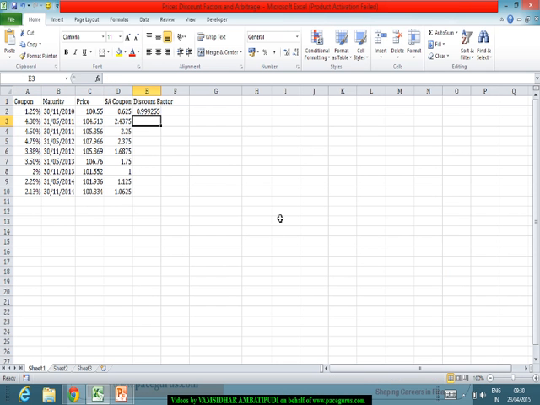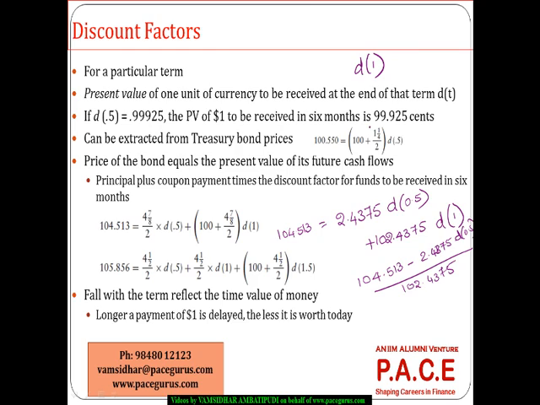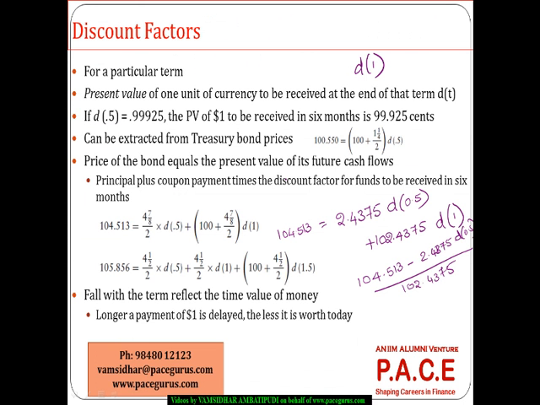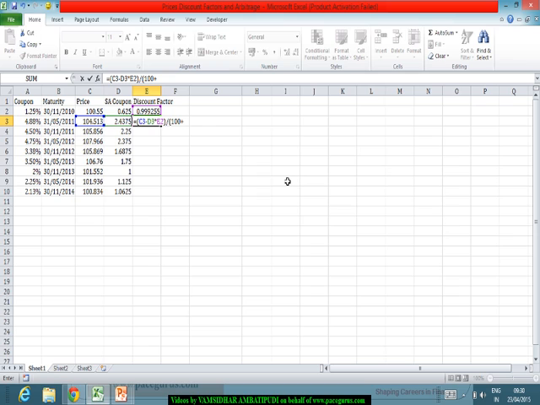So which means I can compute the D1 here, which talks about the price minus the present value of the coupon that is going to come in the middle, which is based on this discount factor. This entire amount I am dividing by 100 plus the coupon amount, which is giving me somewhere around 0.996. So this discount factor is working out to somewhere around 0.996.